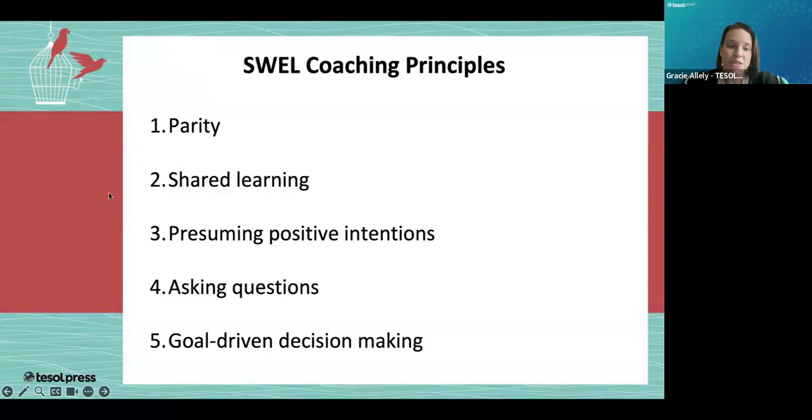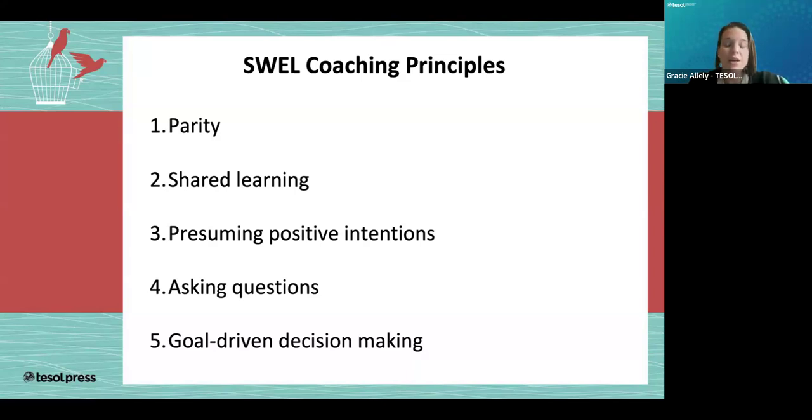Swell coaching is based on 5 principles. The first is parity. Second is shared learning. Third, presuming positive intentions. Fourth, asking questions. And fifth, goal-driven decision making. First, the parity. We need to be coming in on the same level. I'm not here to evaluate you. I'm here to support you and work collaboratively. So that is a huge part of why we really emphasize peer coaching.